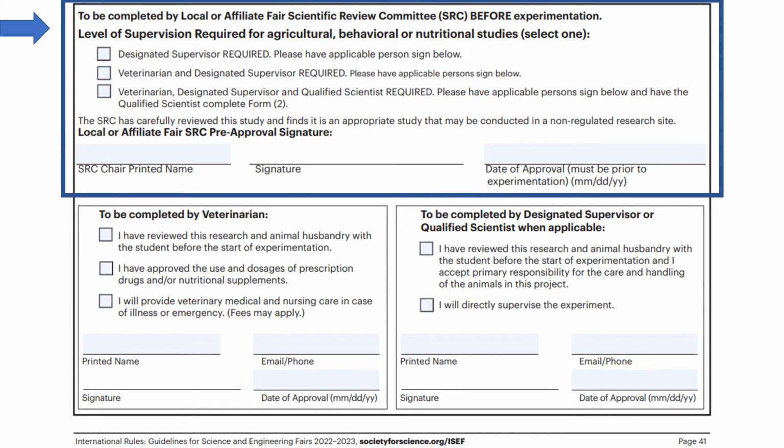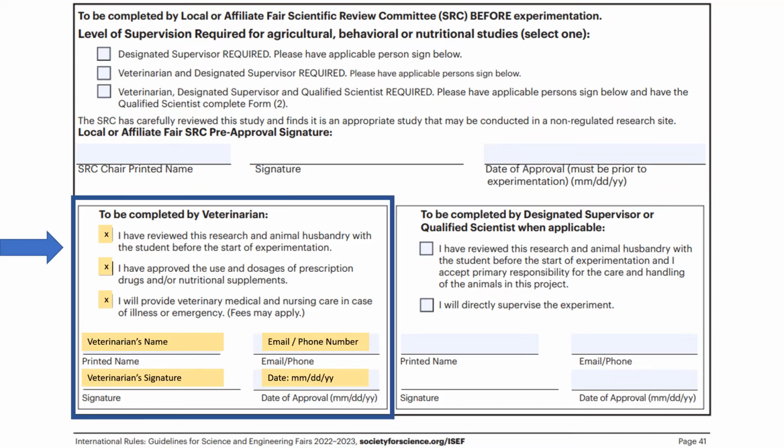The middle section of the form will be filled out by the committee reviewing your project. They will determine if you need to have the bottom part completed by a veterinarian, a designated supervisor, or a qualified scientist. Please leave this section blank. If you will be giving the animals nutritional supplements or drugs, you must have this section filled out by a veterinarian before you submit your paperwork. The vet must check all 3 boxes, enter their name, email, phone number, signature, and date.